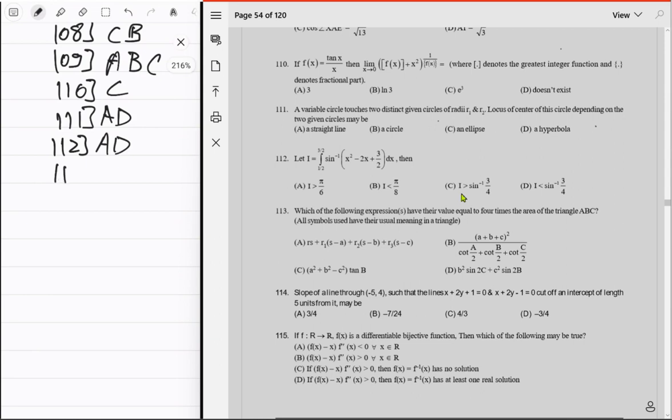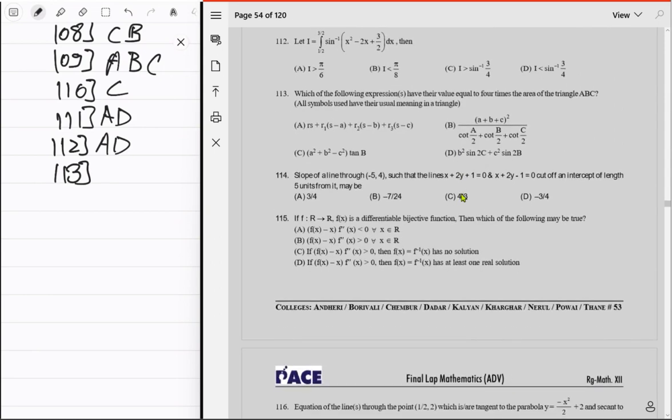113. Which of the following expressions have their value equal to 4 times the area of triangle ABC? All symbol system. Okay, ठीक है. 4 times triangle, okay, 4 delta, okay, good. R s is just delta, plus r1 times (s minus a).